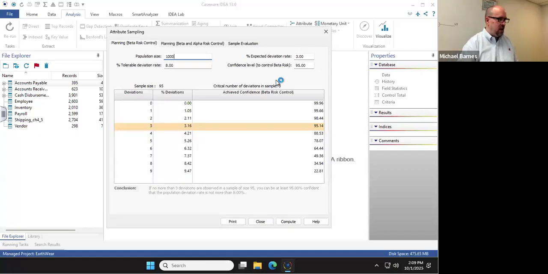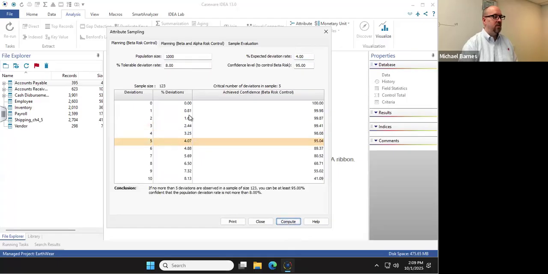So let's go ahead and change our expected deviation rate to 4%. Not 40, but 4%. What's going to happen to our sample size here? Remember I said this has to do with the distance between tolerable deviation rate and expected population deviation rate. As that distance becomes smaller, our sample size gets larger. So we're going to increase our sample size here. 123. Remember that's from 91. All right. What if I go back to 3, not 30, goodness gracious.